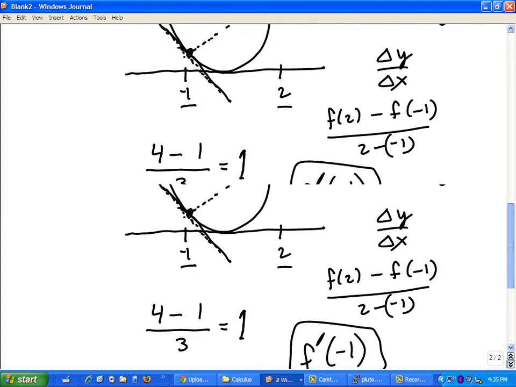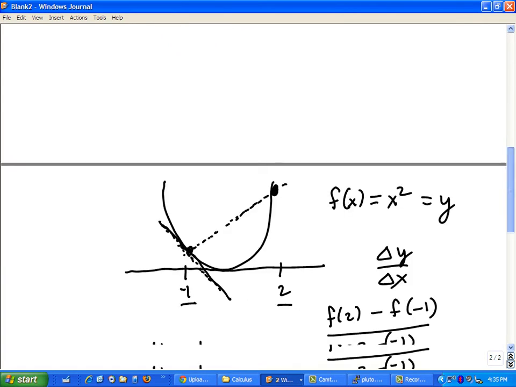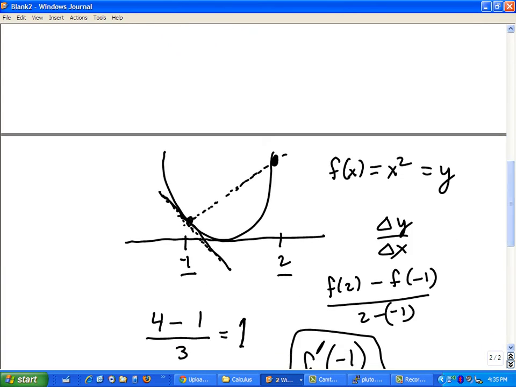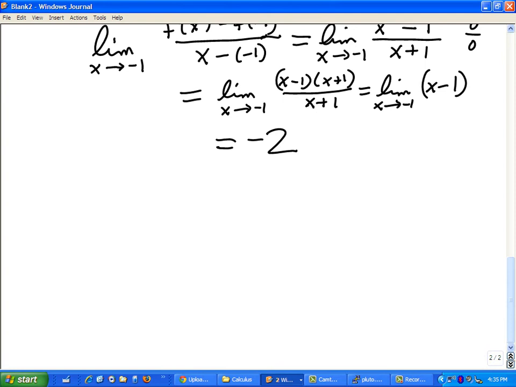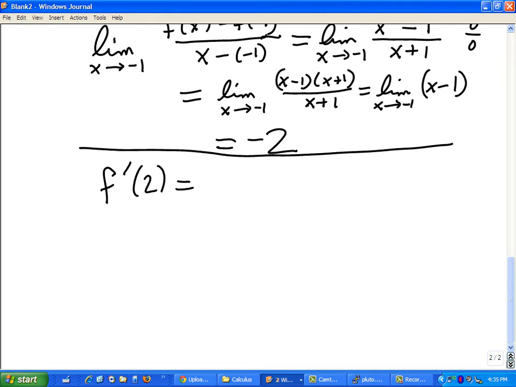Now you may be wondering, maybe not, what would happen at 2? What's the slope of the tangent line here? What's the instantaneous rate of change here? Well, obviously it's going to be steeper. Well, let's do it again. It's not a big deal. So I need this time the derivative at 2. We'll do it the same way. It's the limit as x approaches 2 this time, of f of x minus f of 2 over x minus 2.